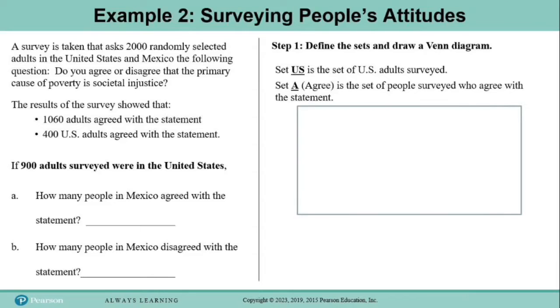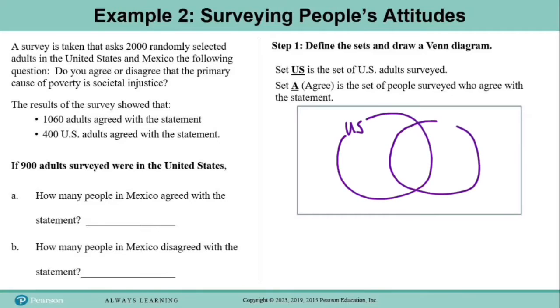So let's go ahead and draw our rectangle for our universal set, and then we'll draw a circle for the US set, and then overlapping with that a circle for set A. Now if you think about it, the US respondents are all going to be inside the US set, so that means everybody outside the US set is from Mexico, because there were only the two countries involved in the survey. Okay, so the group outside the U.S. circle must be the set of adults surveyed in Mexico.